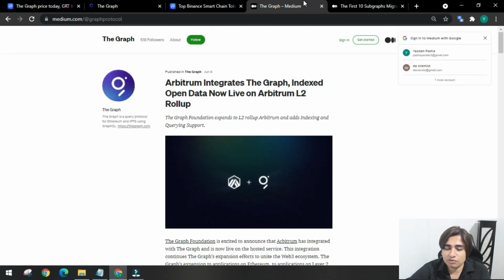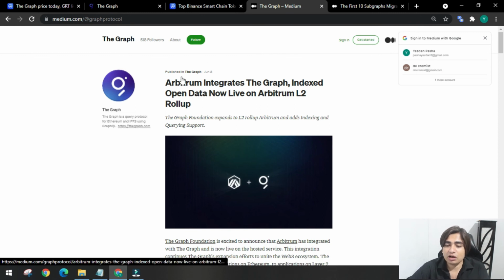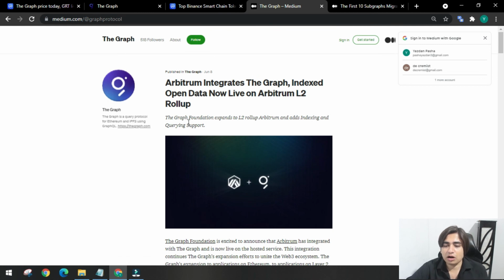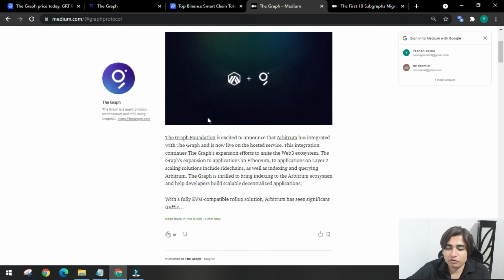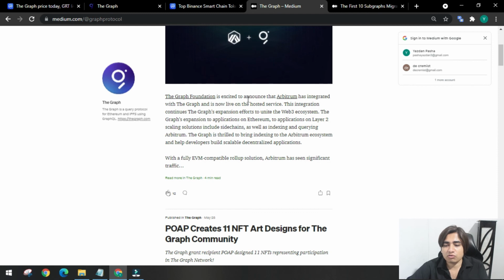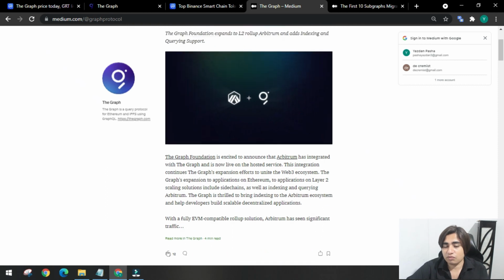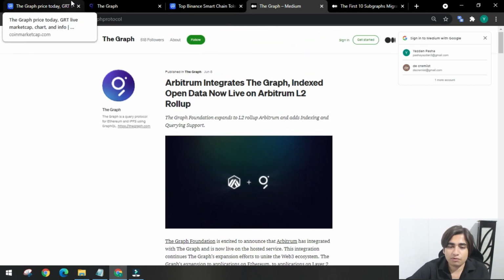It will increase the price floor of the Graph network, and Arbitrum integrates the Graph indexed open data, now live on Arbitrum. So Arbitrum is now listed on the Graph. As you can see, the Graph Foundation expands to L2 rollup Arbitrum and adds indexing and query support, which is a good thing. The Graph Foundation is excited to announce that Arbitrum has integrated with the Graph and is now live on the hosted service. This integration continues the Graph's expansion efforts to unite the Web3 ecosystem. It expands the Graph from applications on Ethereum to applications on a layer 2 scaling solution, which is a good thing for Arbitrum. So it will move fast with that.